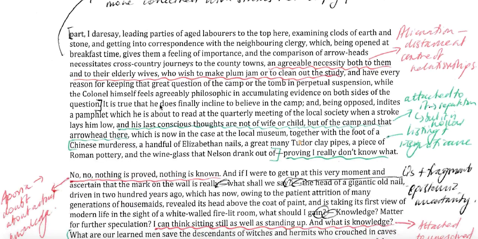It is true that he does finally incline to believe in the camp, and being opposed, indicts a pamphlet which he is about to read at the quarterly meeting of the local society when a stroke lays him low. And his last conscious thoughts are not of a wife or child, but of the camp and that arrowhead there, which is now in the case at the local museum, together with the foot of a Chinese murderess, a handful of Elizabethan nails, a great many Tudor clay pipes, a piece of Roman pottery, and the wine glass that Nelson drank out of, proving I really don't know what.